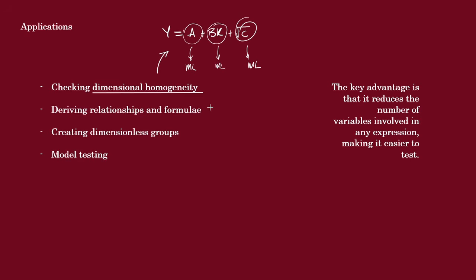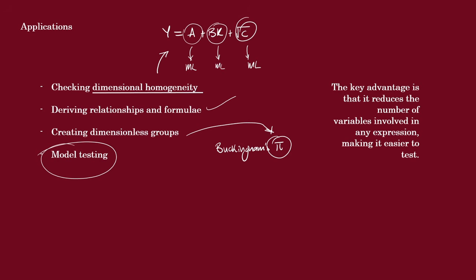It helps us derive relationships and formulae, as we covered, and it helps us to create dimensionless groups. So when we deal with Buckingham's Pi theorem, okay, we'll now learn what it means to be able to create dimensionless groups or pi groups. These are combinations of variables in equations that have no dimension. They're dimensionless, like constants. But that's good for us because it will help us create the relationship or formulae that we're looking for. And lastly, it helps with model testing, like we said before.